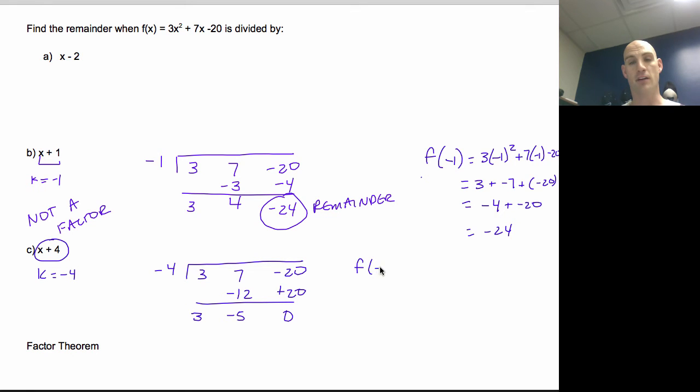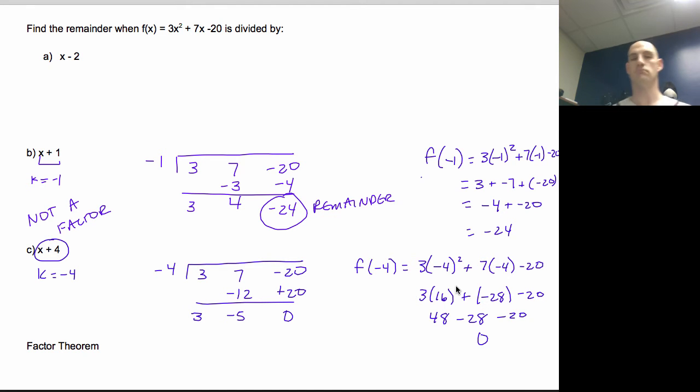Again, f of negative 4 is going to give me 3 times negative 4 squared plus 7 times negative 4 minus 20. When we look at this, we have 3 times 16 plus negative 28 minus 20. 3 times 16 is 48, minus 28 is 20, minus 20 is equal to 0. So again, the remainder theorem works. Check it with synthetic division.